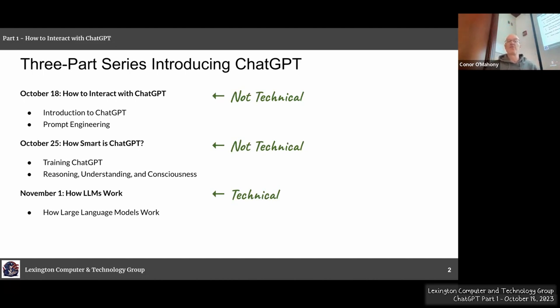So the first session, this session, we're just going to introduce ChatGPT. Really, it's going to be about using ChatGPT. The second session is going to be delving into, okay, how smart is this thing? I'm going to be presenting a number of viewpoints from different academics and thinkers regarding their opinion on that. And then the third session is going to go into the architecture behind these systems and how they actually work. I think once you get to the third session, the penny will start to drop for a lot of people with regards to what exactly we're dealing with here.